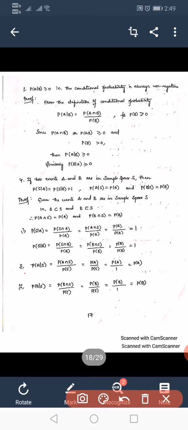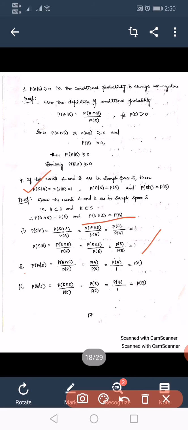In the same way we can write P of S given B equal to P of S intersection B by P of B. So S intersection B is the same as B intersection S, and B intersection S means P of B. So the numerator is P of B and the denominator is P of B, which is equal to 1. So this one we have proved.